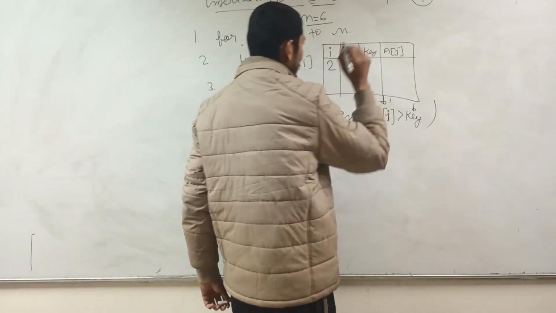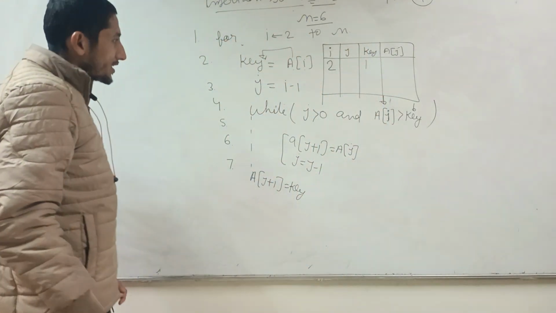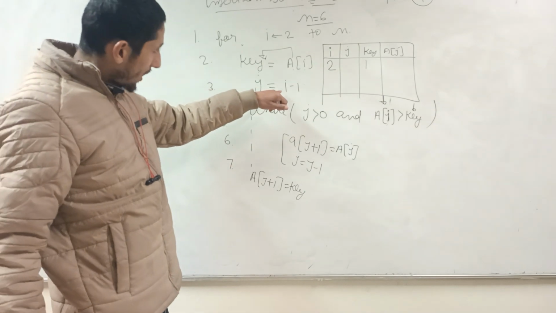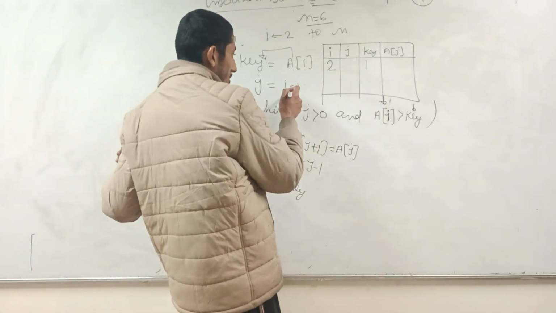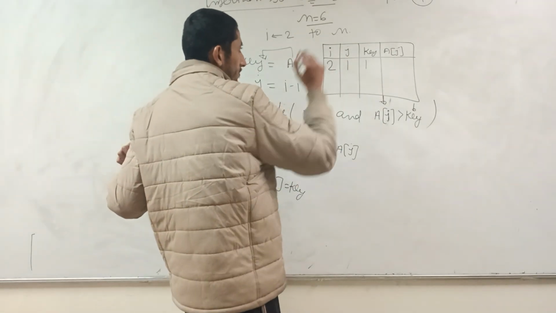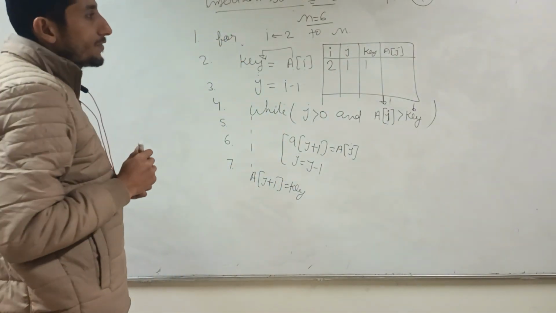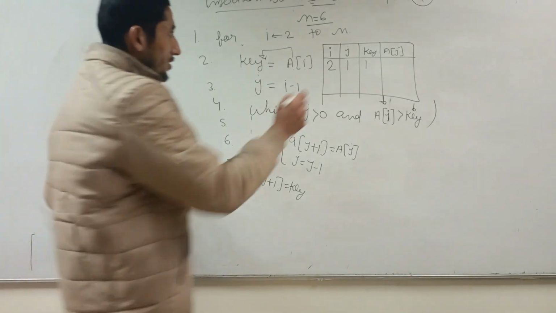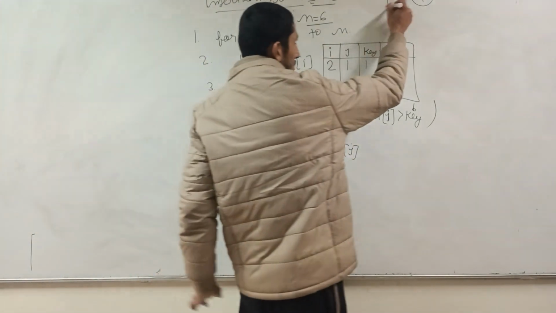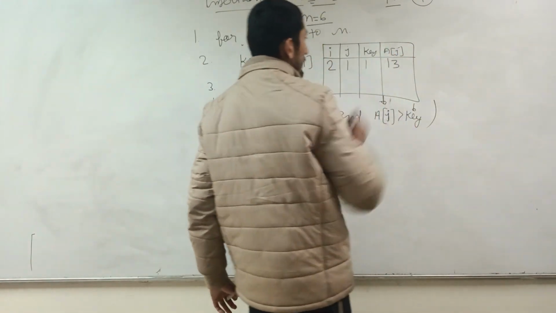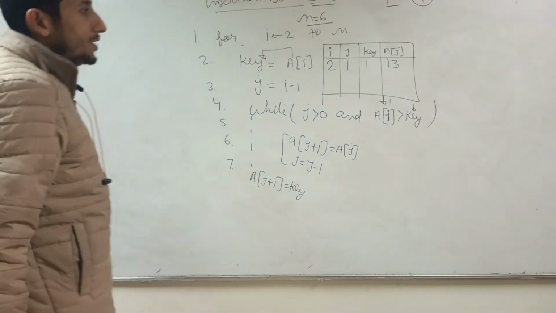Key, this one. Okay, and what is the value of j? The value of j is i minus 1. What is the value of i? The value of i is 2. So i minus 1 becomes 1. This one, what is the value of a[j]? The value of j is 1, so it becomes a1. What is the value of a1? The value of a1 is 13. Okay, so that is the table right now.